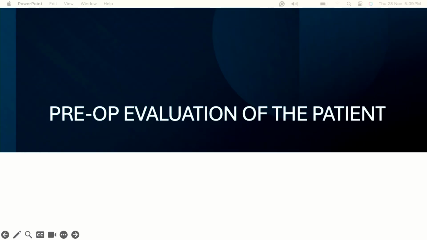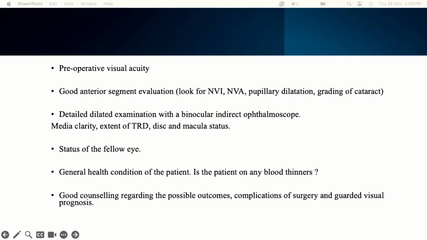So coming to the pre-op evaluation of the patient, the pre-op visual acuity is important, as the post-operative visual gain by the patient depends on it. And a good anterior segment evaluation is to be done to look for neovascularization of the iris and of the angle, pupillary dilatation, and the grading of the cataract, whether we need to perform a combined cataract surgery along with the vitrectomy or not. A good dilated examination with binocular indirect ophthalmoscope gives us an idea about the media clarity, the extent of the TRD, and also the disc and the macula status.